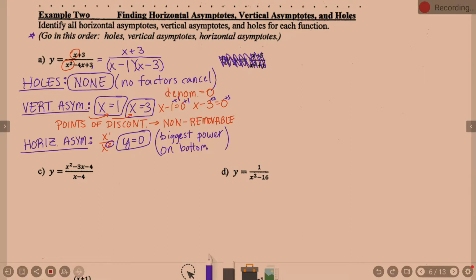Okay, I told you I added those 3 other items, right? We're not going to be doing B, so I'm scribbling out B and I'm using that area, because I still need to talk about domain and our intercepts.